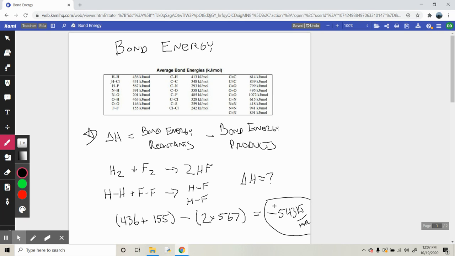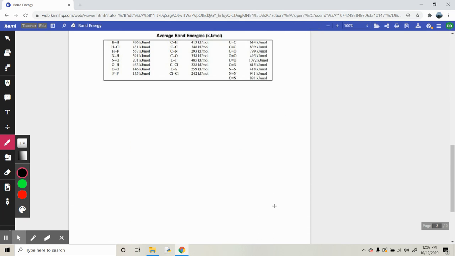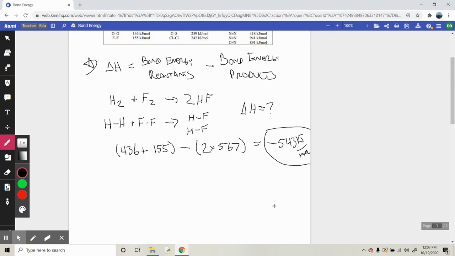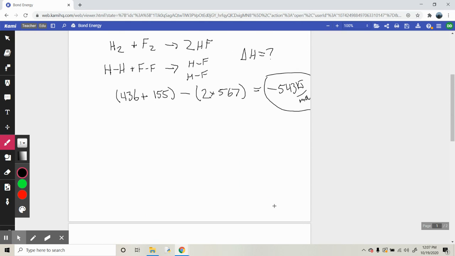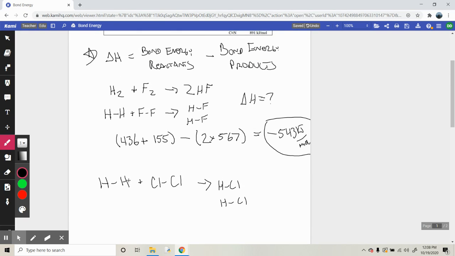So let's go ahead and do another one real quick. Let's stay right here. Let's do, once again, something a little simple, and then we'll go a little bit more difficult. H to H, so hydrogen gas, plus chlorine gas. And it's going to make two HCl's.